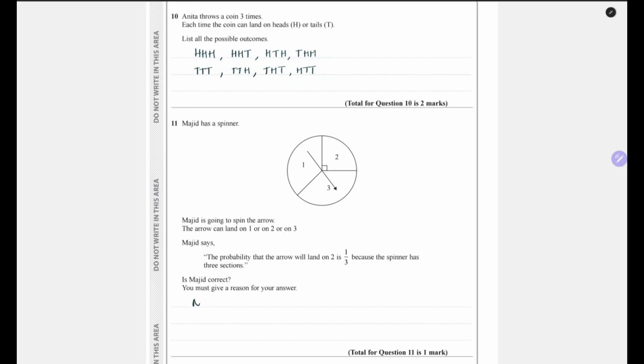Well, no, Majid is not correct. And the reason for this is because the only time when the probability of it landing on 2 is 1/3 is if the sections were all equal, but they're not. So we can say no, because the sections are not the same size, or the angles are not the same.